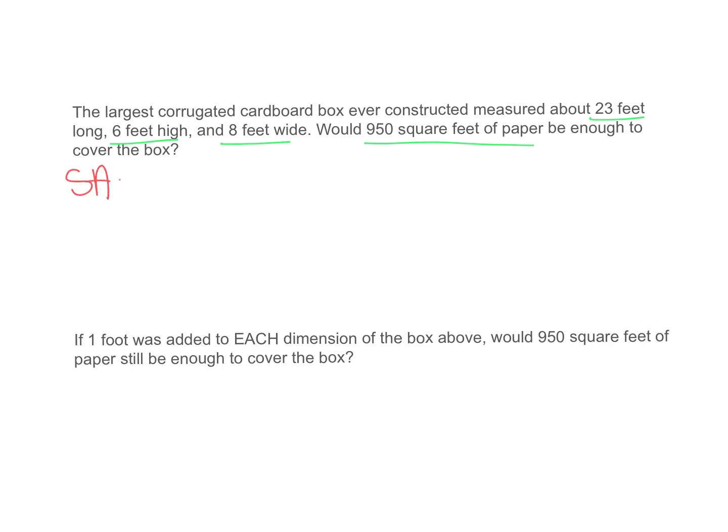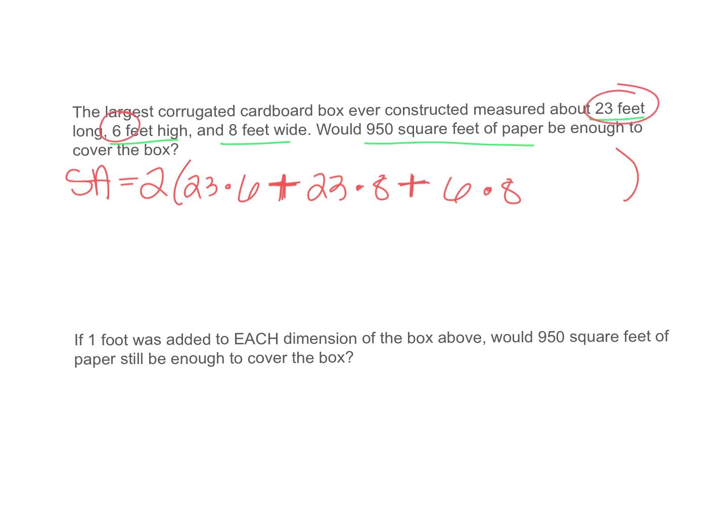So the surface area is going to be 2 times, and then I'm going to do 23 times 6 plus 23 times 8 plus 6 times 8. Notice that I got the 23 times the 6, and then the 23 times the 8, and then the 6 and the 8. And again, multiplication and addition are commutative, so it doesn't matter which way you're multiplying and which way you're adding, as long as you're multiplying them first and then adding them second.